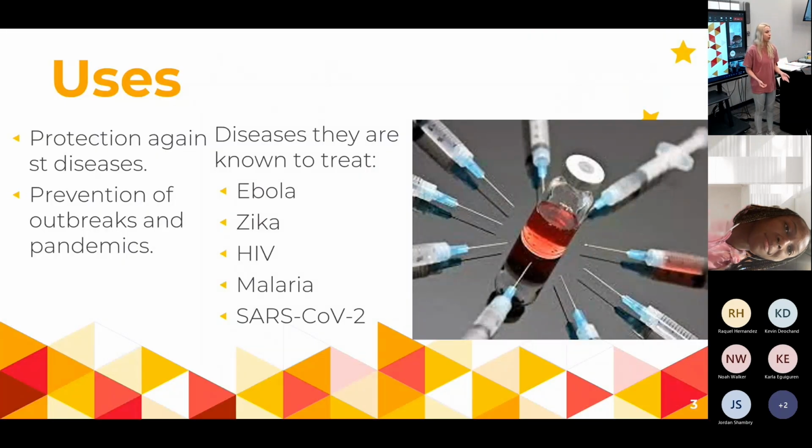So what can they be used for? These are, again, to protect against diseases and to prevent outbreaks and pandemics like we have just seen. Diseases that they have used this technique for are Ebola, Zika, HIV, malaria, and most recently SARS-CoV-2.